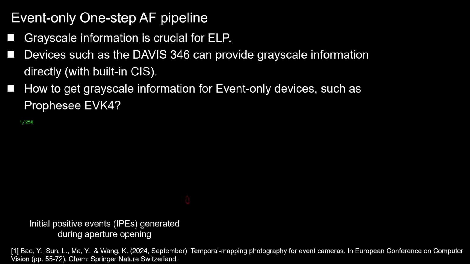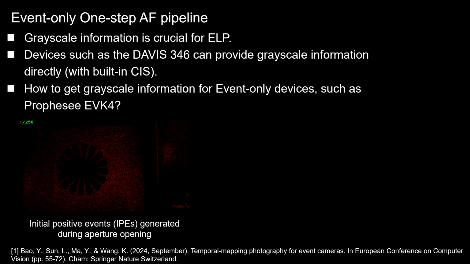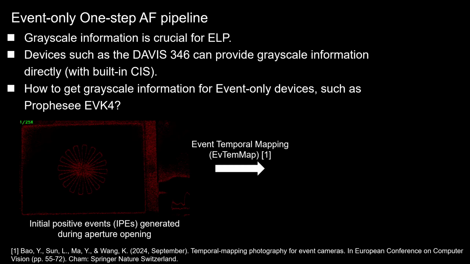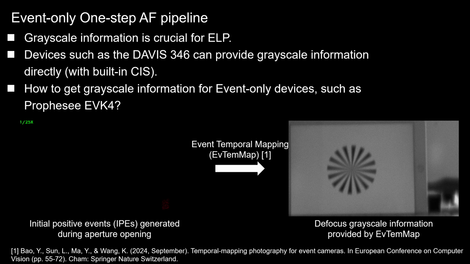Our previous work shows that during aperture opening, a burst of initial positive events is generated due to active brightness change. By applying event temporal mapping to these events, a high dynamic range grayscale image can be reconstructed. This initial defocused grayscale frame provides enough spatial second derivative information to support the ELP computation, even in the absence of a conventional frame sensor.